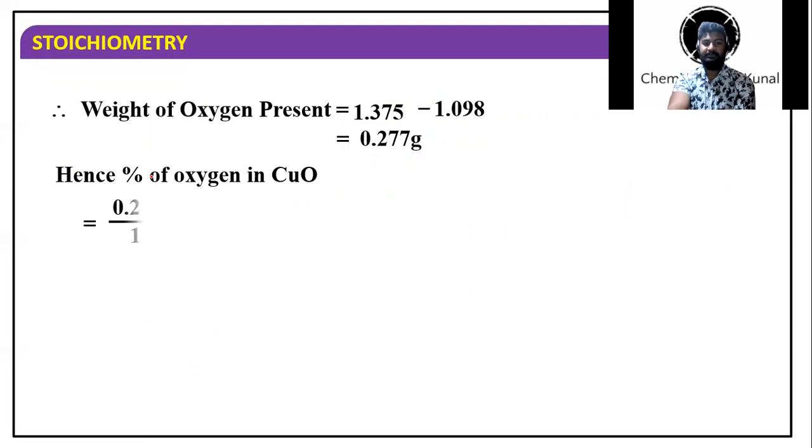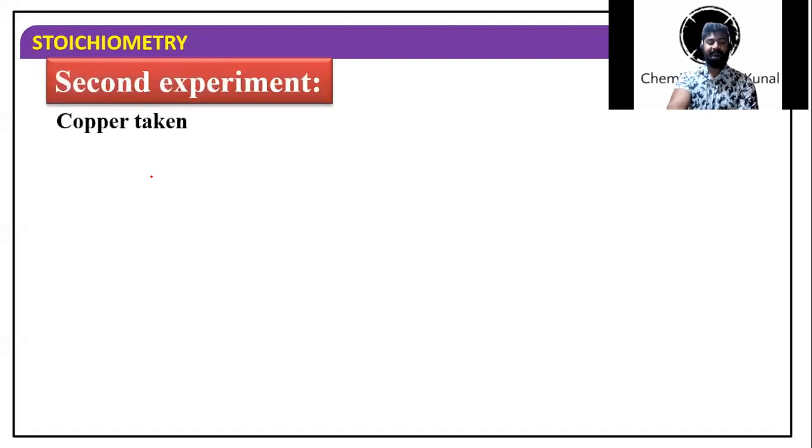So how much percent of oxygen is present in the copper oxide? This divided by this, into 100. You don't really have to solve it, just understand an example. So we have around 20.1% of oxygen present in CuO, fixed. Now we'll see whether the same amount of oxygen is present in CuO in the second experiment or not. So in the second experiment, what amount of copper was taken? Have a look.